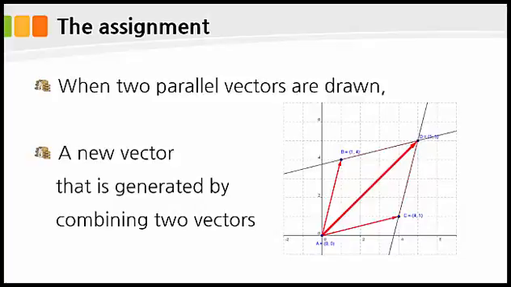When two parallel lines to the two vectors are drawn, the two vectors and the two parallel lines can be the sides of the drawn lozenge shape. When the point A and the new vertex point D are connected, a new vector that is generated by combining the two vectors can be found.